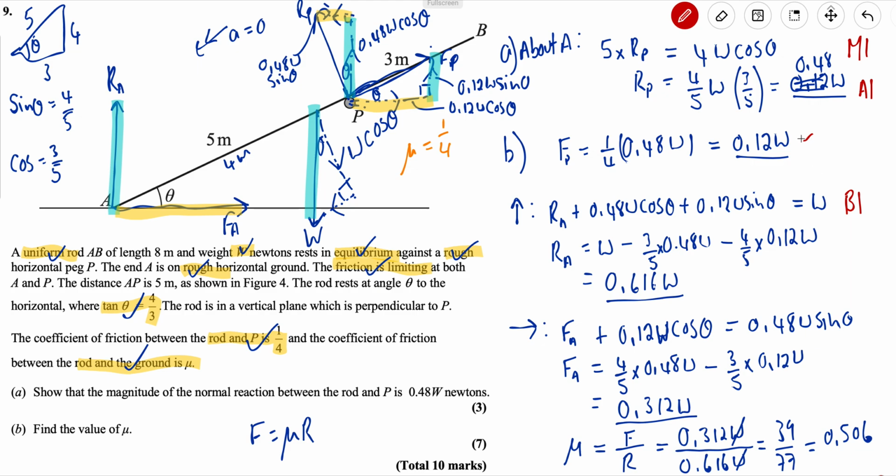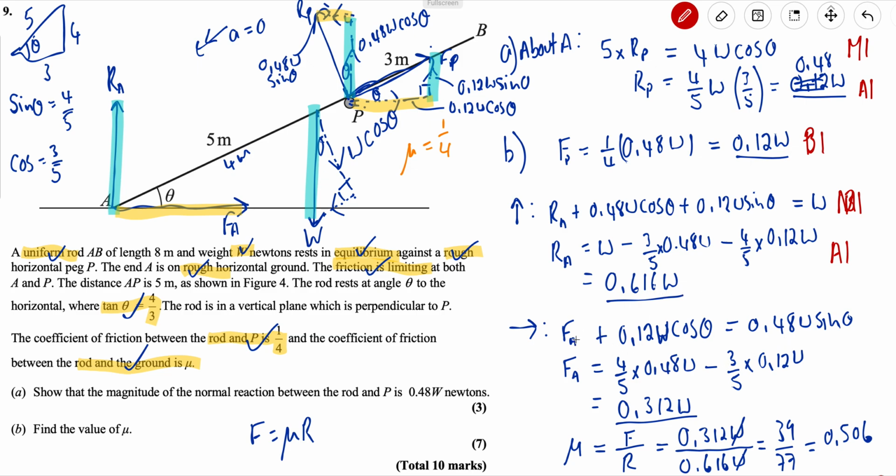Then a method, sorry, that B1 was meant to be here. That was the understanding mark. This is an M1. The B1 was for clearly using F equals mu R to write F in terms of W. Now you might have done that later in the question, but you'd still get that mark. So a method mark for this equation, not the B mark. And then an accuracy mark for all terms correct and finding 0.616W.